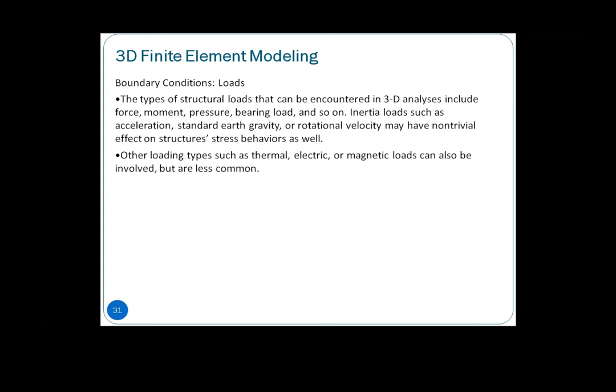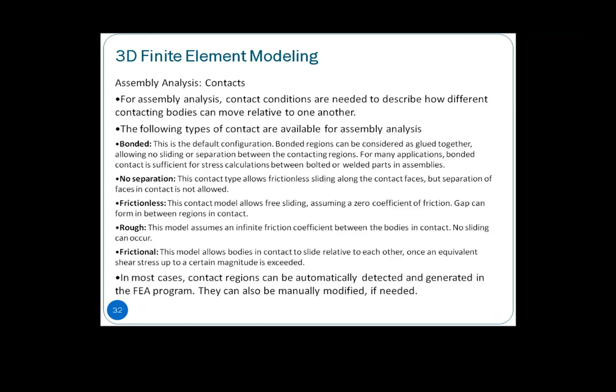Finally is the contact. Whenever you have an assembly, with more than one component in touch, then ANSYS will help us to detect the contacts automatically. We have a few types of contacts. Bonded: if you have two bodies, two components detected, then ANSYS will automatically, by default, set the body contact to bonded. Bonded is the default configuration, so it is considered as glued together.